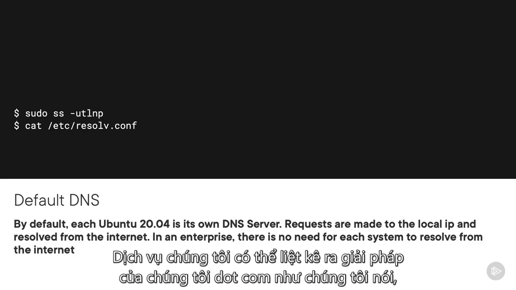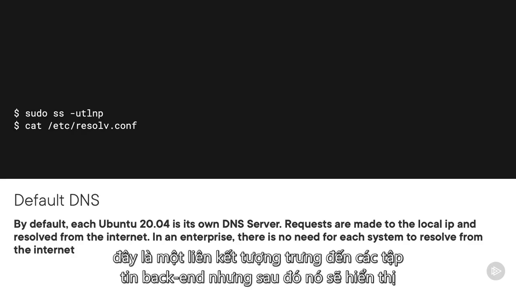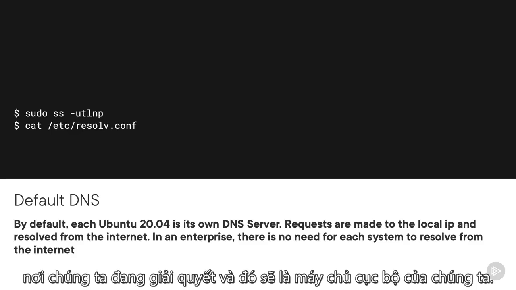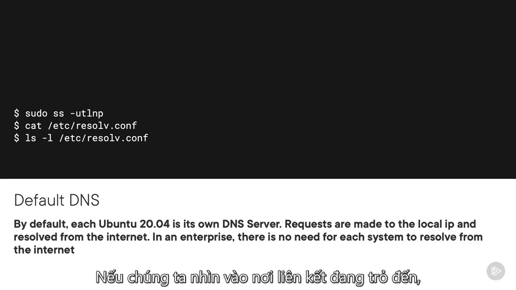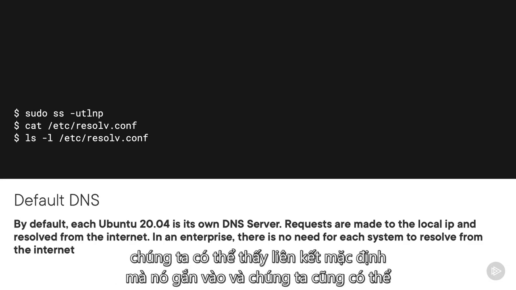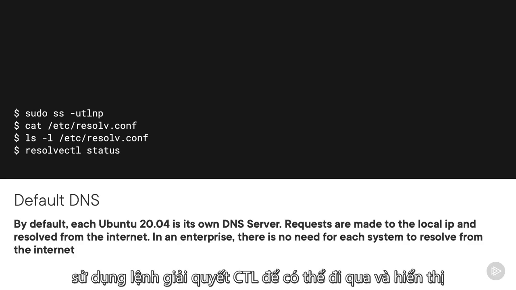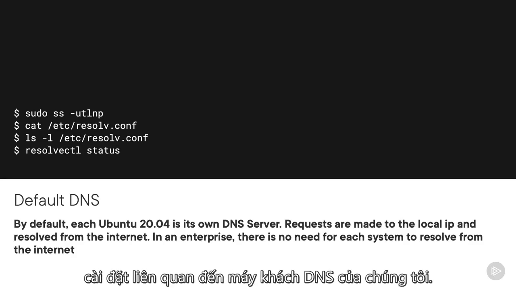We can list out our resolv.conf. As we say, this is a symbolic link through to back-end files, but it will then show where we're resolving to, and it will be our local host. If we look at where the link is pointing to, we can see the default link that it attaches to. And we can also use the resolvectl command to be able to go through and show settings relating to our DNS client.